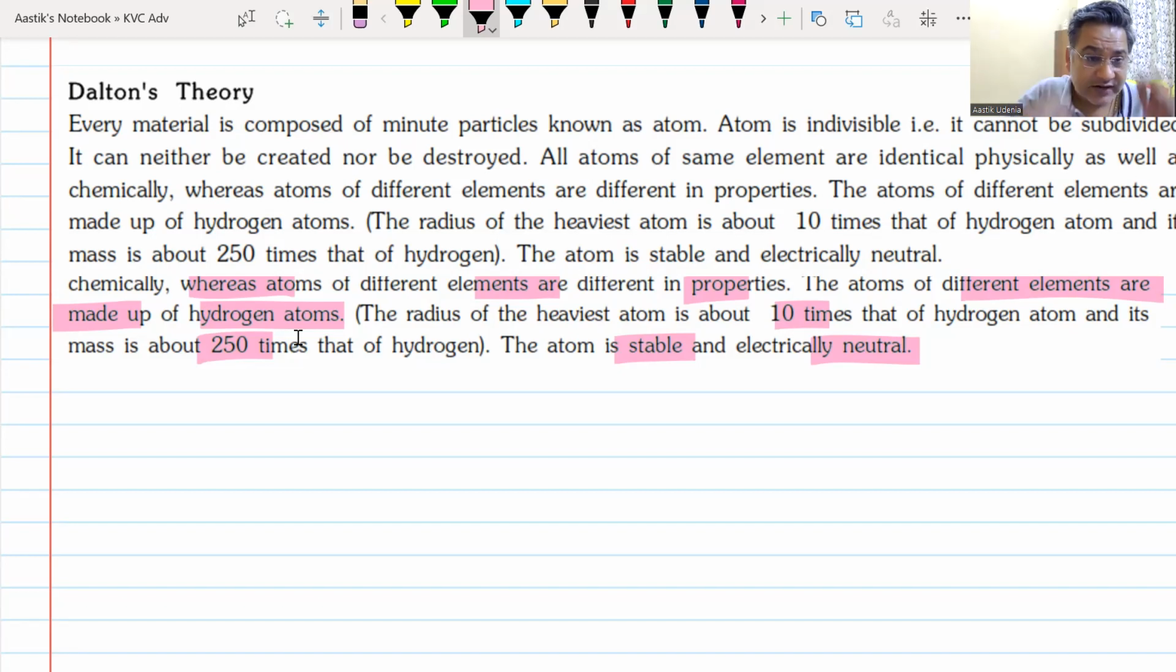So this was Dalton's theory of the structure of an atom. We normally do not find many questions on Dalton's theory, but still we are going through them quickly so that we get an idea of how the structure of the atom came into being. What was the next theory after Dalton? Who came forward with the next theory?